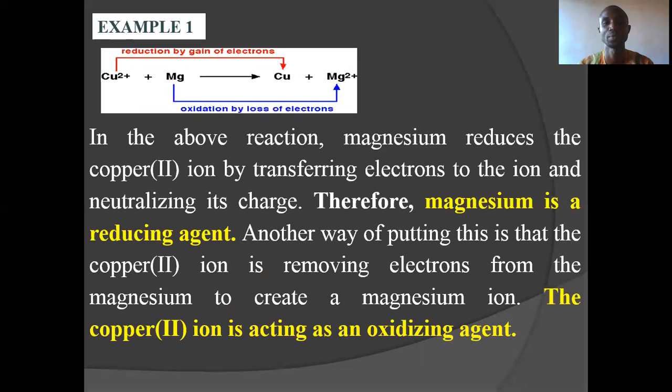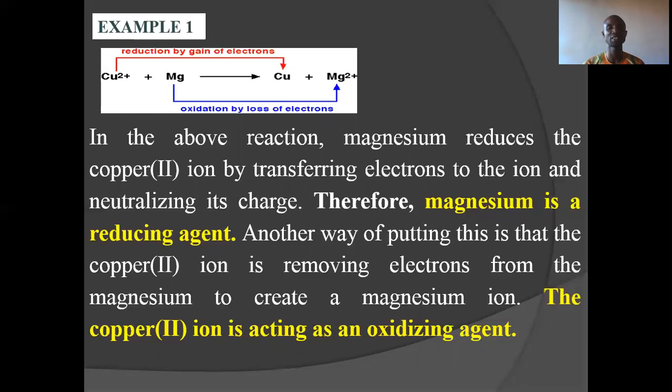Let's take some examples again on this. In the above example, we can see copper II ion and magnesium metal reacting to form copper metal and magnesium ion. What actually happened is that copper II ion receives 2 electrons from the magnesium atom in order to become copper metal and magnesium ion. So in the above reaction, oxidation occurs from magnesium to magnesium ion, while reduction occurs from copper II ion to copper metal.